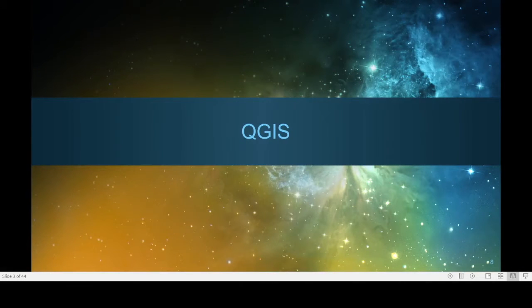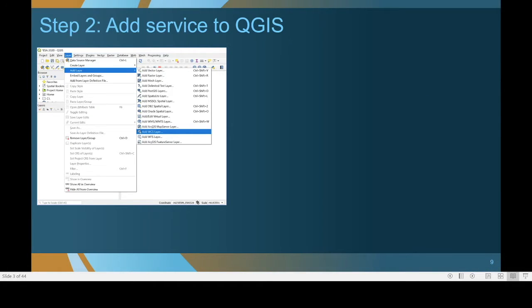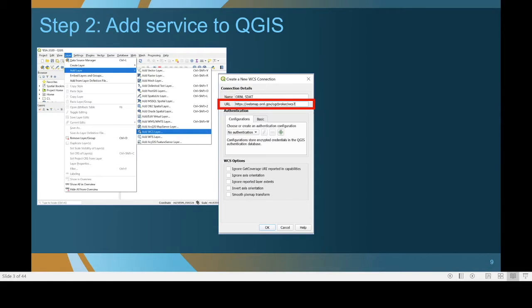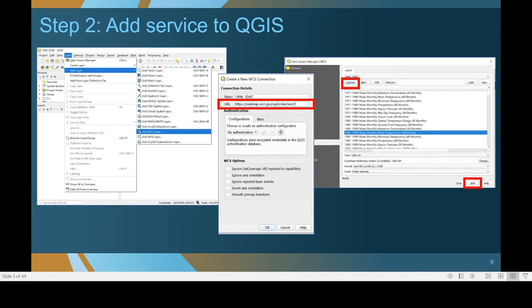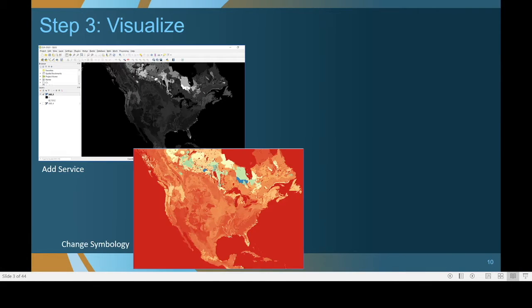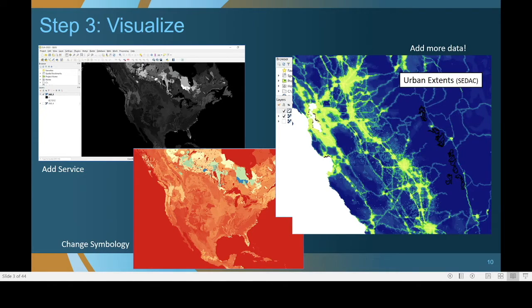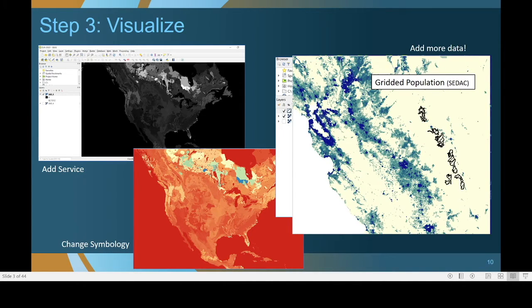Once you find the service you're interested in, you can jump into your GIS client. Here we'll go into QGIS. Navigating to the layer menu, you can create a new connection, connect to the service, and add the layers of interest. Once you add the data to the map, the real fun begins. You can change symbology and start adding more data to visualize and combine features in one view. For example, adding a critical species habitat and overlaying the data with urban growth and population data from NASA's CDAC data center.